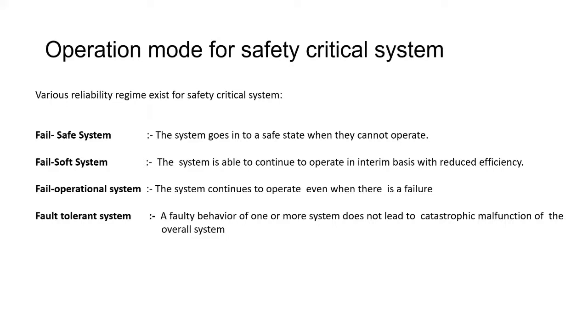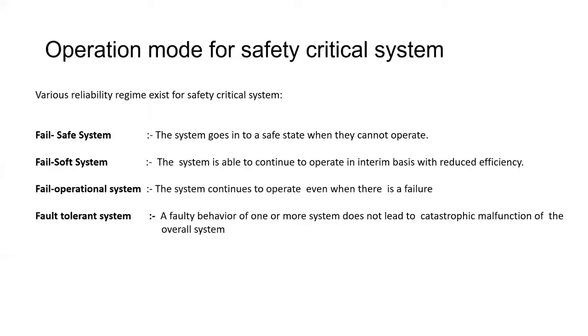So that has been what we call a fail-safe system. That means the system goes into a safe state where it cannot operate. In most of the components we have today in our vehicles, this is what we have. It's called fail-safe. That means any failure will shut down the system. Now, moving forward, in today's recent vehicles, like in the last 10 years or so, there are systems where we are not going to shut off the system for every failure.